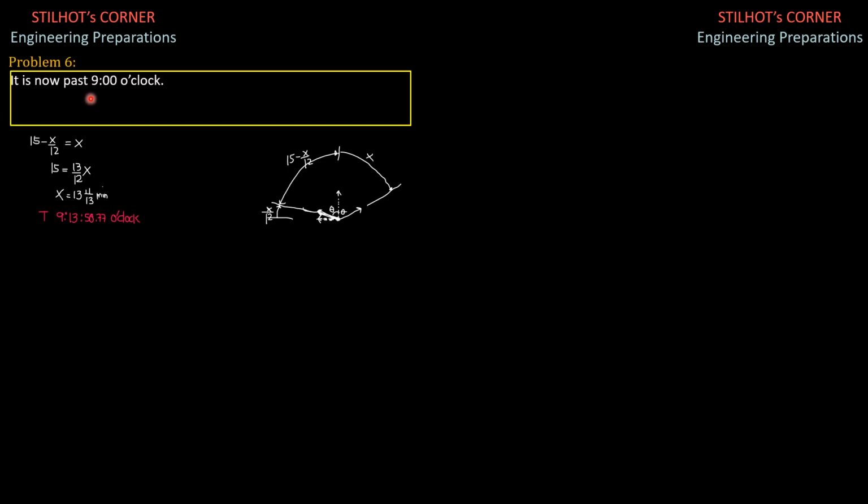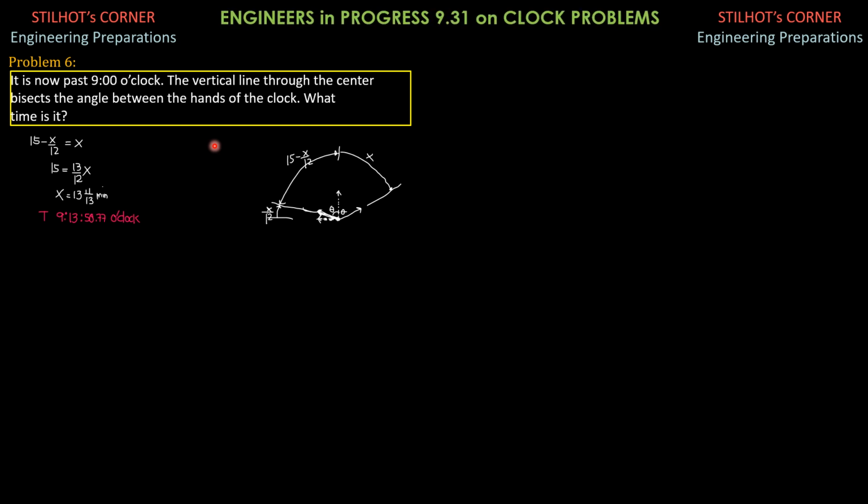Then for the last problem, it is now past 9 o'clock. The vertical line through the center bisects the angle between the hands of the clock. What time is it? So we draw a line anticipating that the time is past 9 o'clock, and since the movement of the hour hand is limited between 9 and 10, it should go past the midpoint between 9 and 10, so that this angle, this is the vertical line, so that this angle would be equal to that angle. The position of the minute hand should be somewhere here.